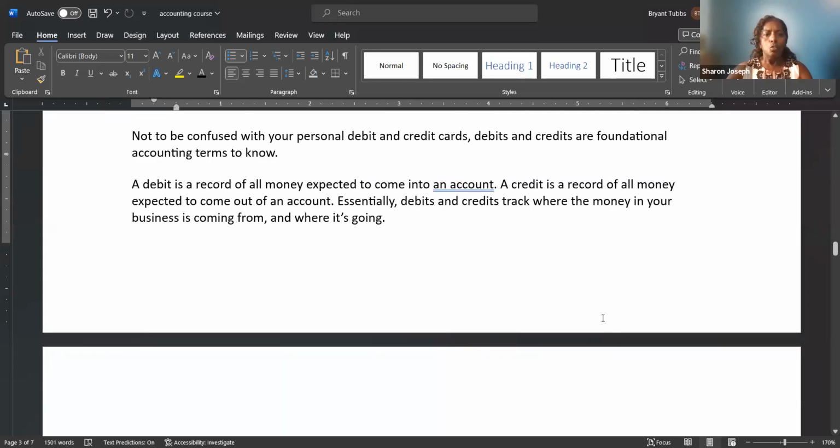Okay, so a debit is a record of all money expected to come into an account. A credit is a record of all the money expected to go out of an account. Essentially, debits and credits track where the money in your business is coming from and where it's going.